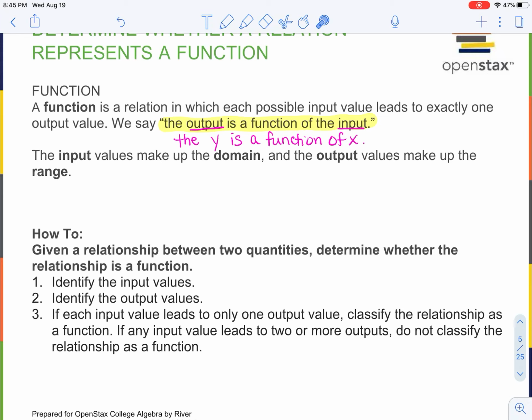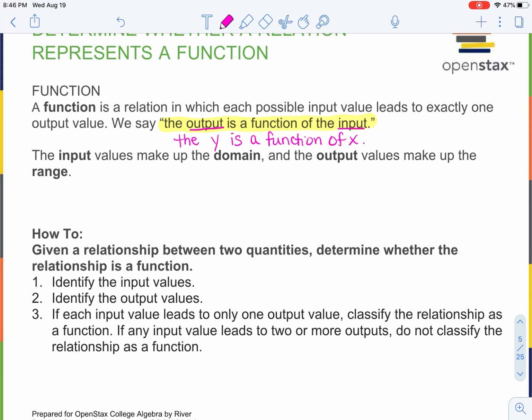Now, please note that often it will be written as ordered pairs, but ordered pairs can also be written in a table format, which we'll see later, and a mapping format. Later, we'll also see functions written in an equation format. We'll also see it graphed. But if we're looking at a table format or ordered pair format or a mapping format, we can just identify the input and the output values. And then if each input value leads to only one output value, then we classify the relationship as a function. So if any input value leads to two or more outputs, do not classify the relationship as a function.